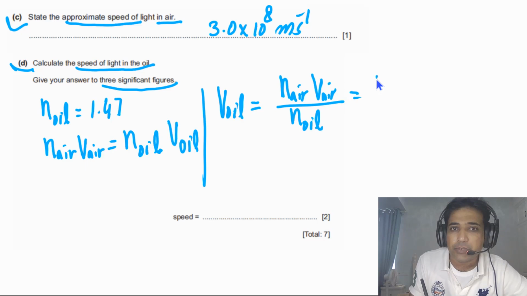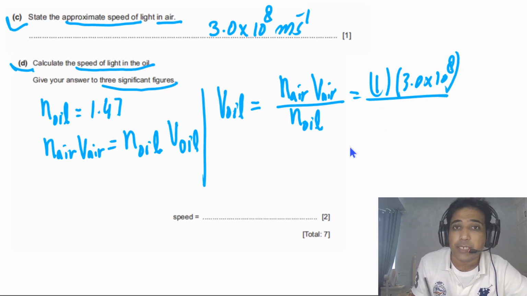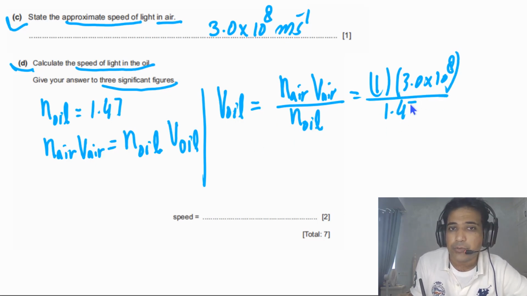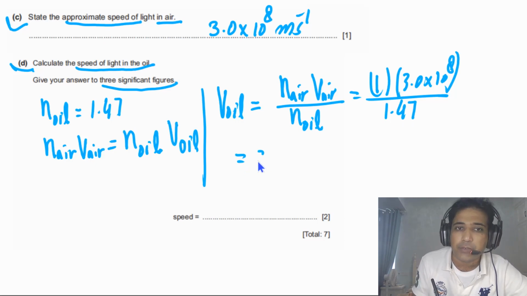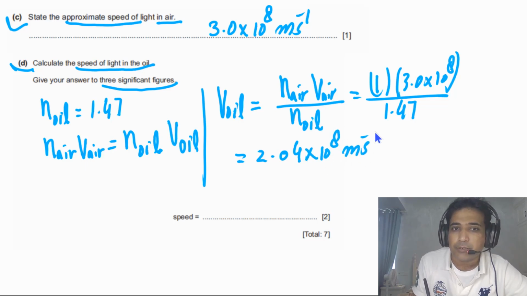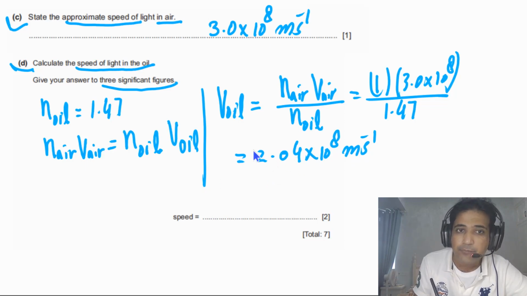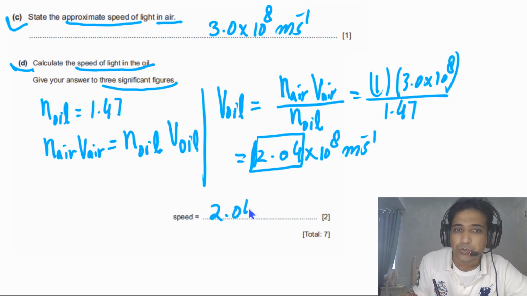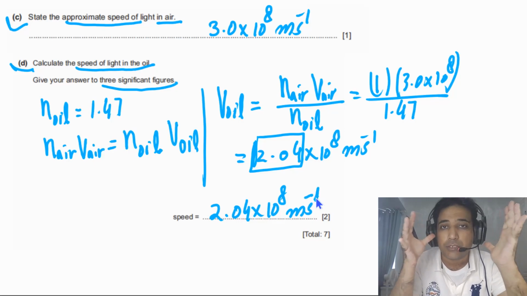So the refractive index of air is 1, the speed of light in air is 3.0 times 10 to the 8, and the refractive index of oil is 1.47. So simply we need to divide. If you divide by 1.47, you will get 2.04 times 10 to the 8 meters per second. Our answer has to be up to 3 SF, so this has 3 SF. Simply you have to write down 2.04 times 10 to the 8 meters per second. You also need to write down the unit. So this is how you can answer.